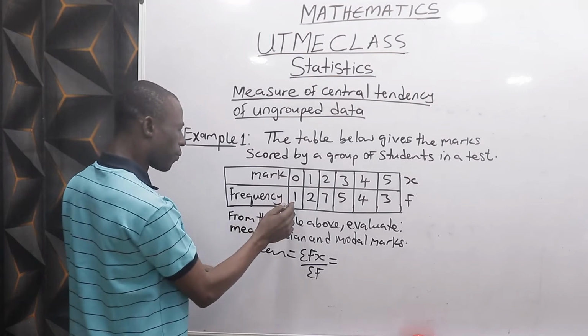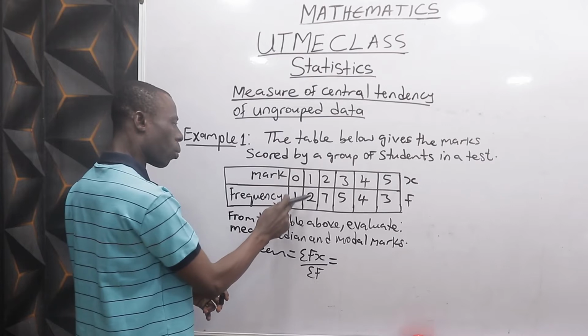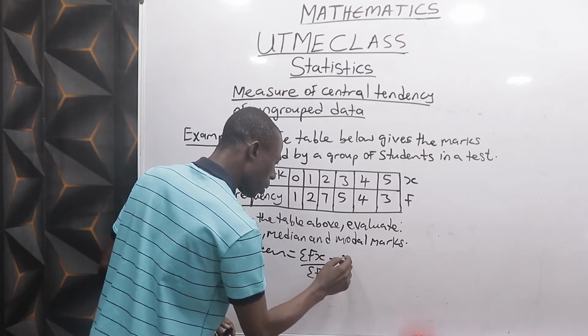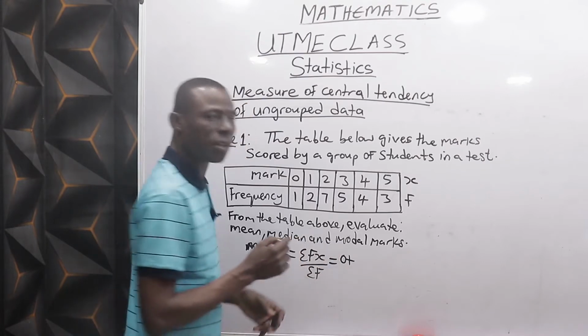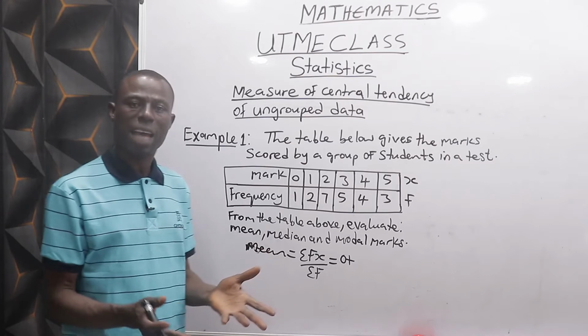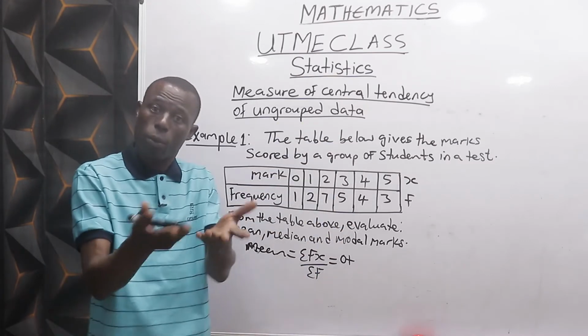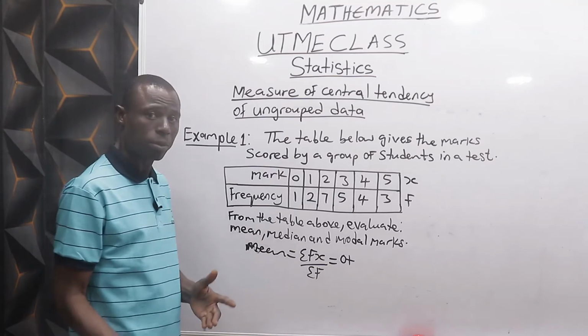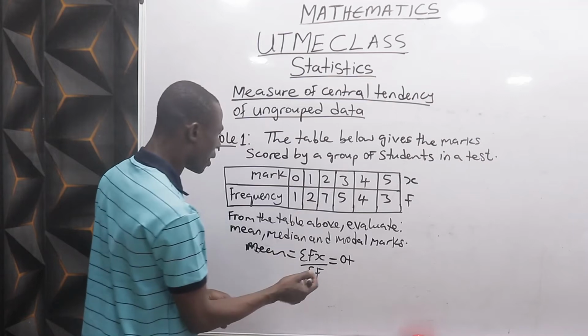Therefore, the f here is 1, x here is 0. 1 times 0 is 0. Because of this summation symbol, we put addition. Because in JAM, you may not have the luxury of time to begin to draw a table and decorate it like you do in WAEC. You don't have that time in JAM. You quickly do whatever you want to do and get your answer.